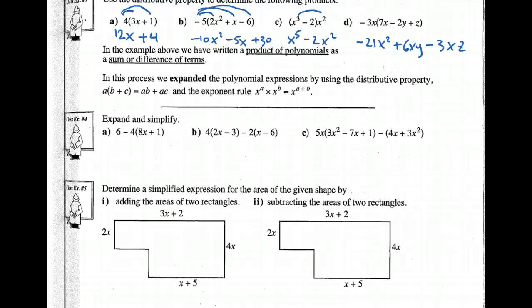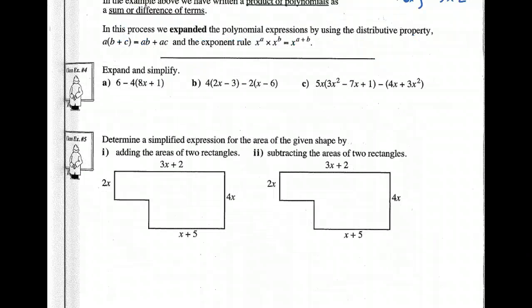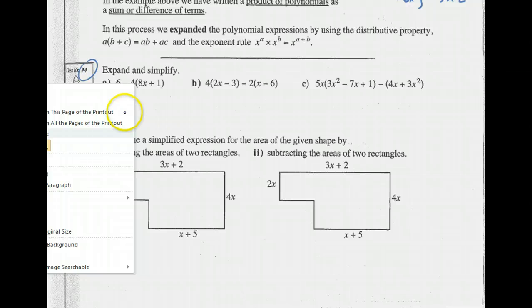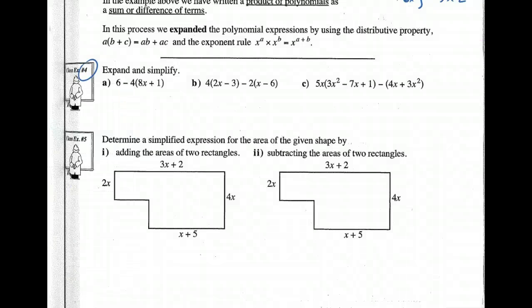Let's move down to the next example here. We'll go down to example number 4. Expand and simplify. Again, simple BEDMAS, you can't go 6 minus 4 first. You have to deal with this multiplication sign here. So I'm just going to rewrite that 6, and then I'm going to distribute the 4 in.